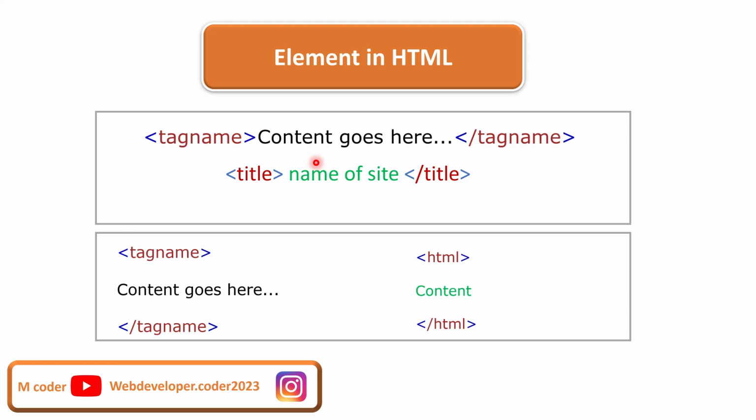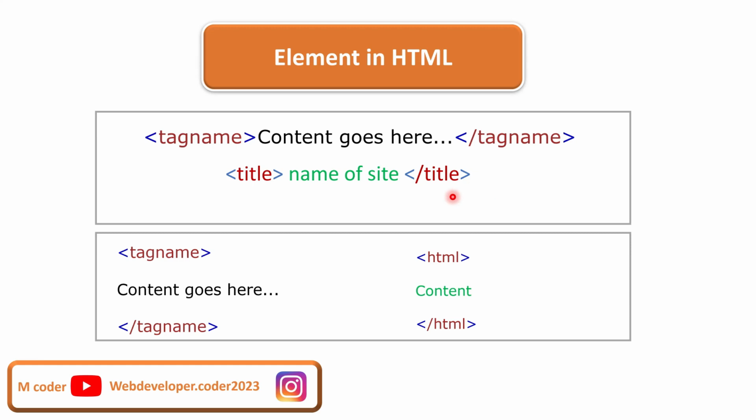For example, consider the title tag. The title tag is specific to the name of the site. Every site you enter has a title or name. We write the title inside the title tag. Open tag of the title, content, and closing title tag. We write the title tag, which gives our site a name for itself.